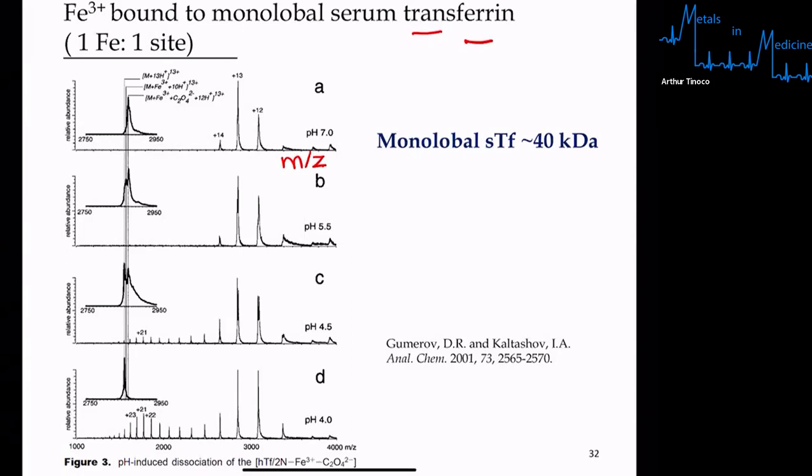But in this particular experiment, which comes from this paper here, 2001, they were working with a half version of the protein. So here we're looking at about 40,000. That's a pretty big protein. But the way that you're looking at this is in terms of its charged states.